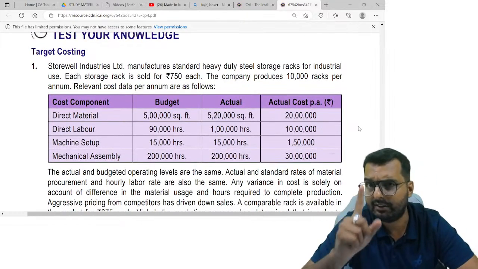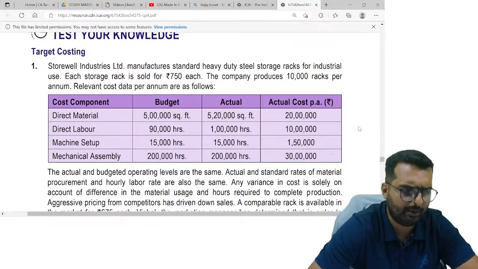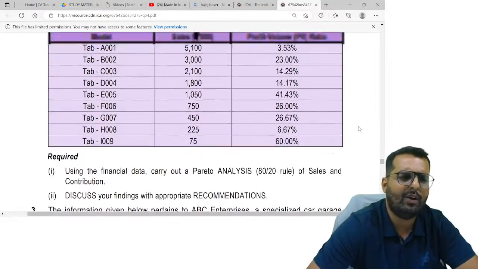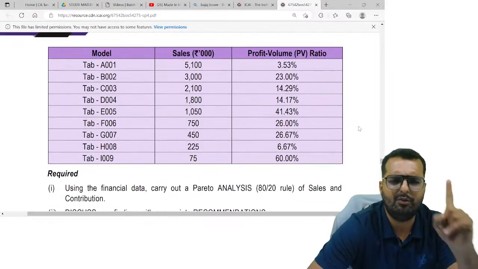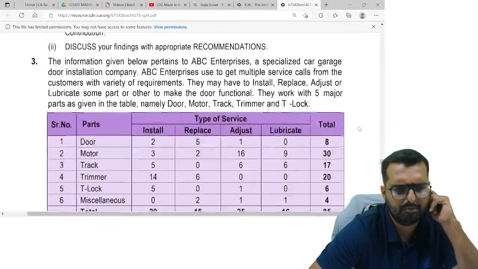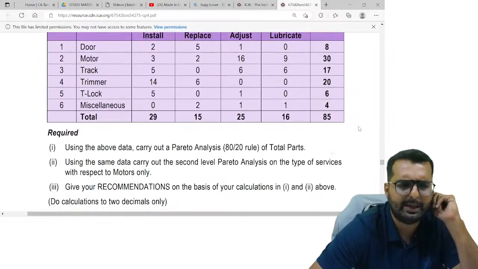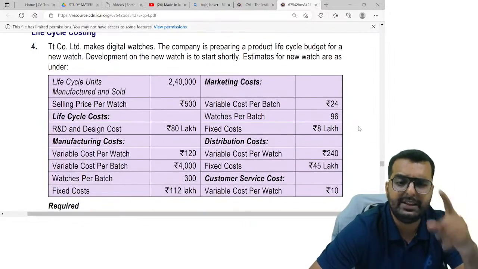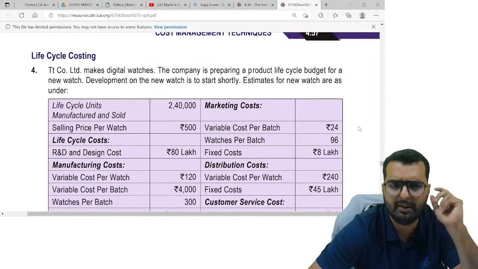One is important, it has come in exam 2 times. Question number 1. 2, you can work it out 1 time. It is a Pareto analysis question. 1 time workout is enough. 3 also 1 time you work out is enough. 4 came in the exam. This is an examination question. Mark it as important.